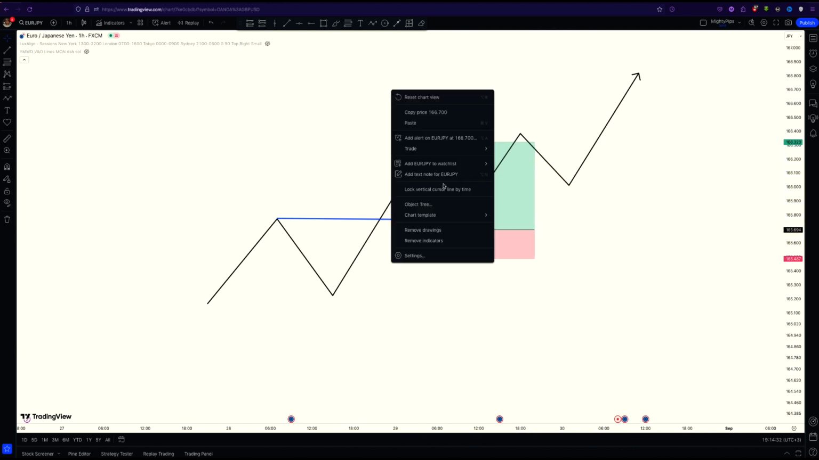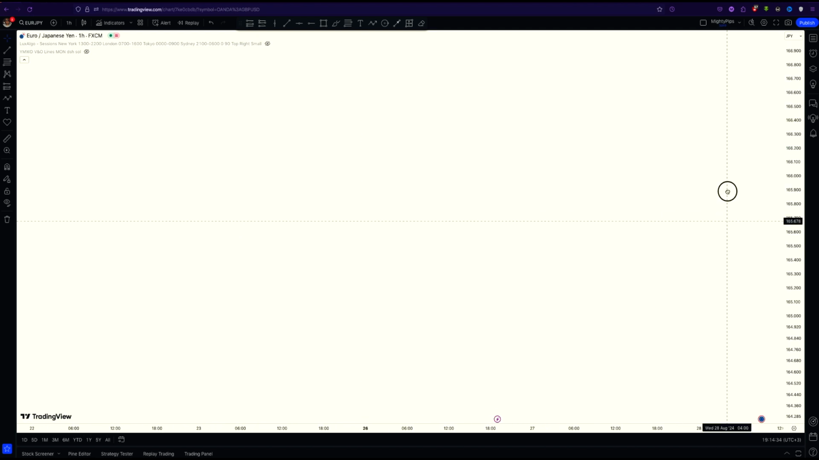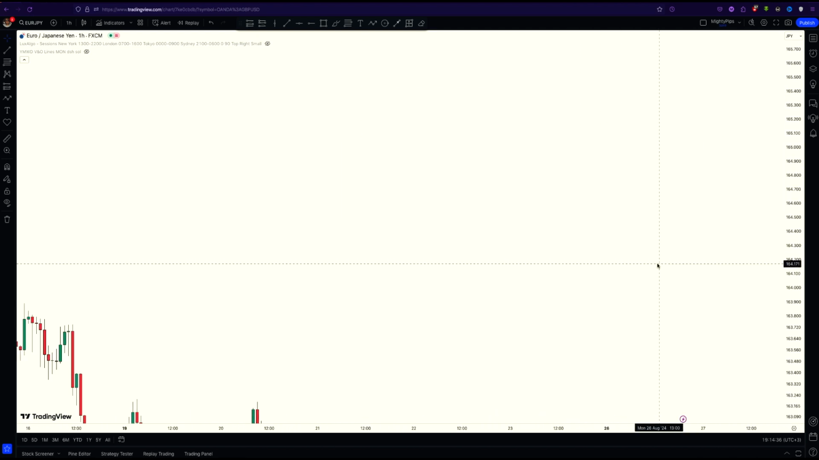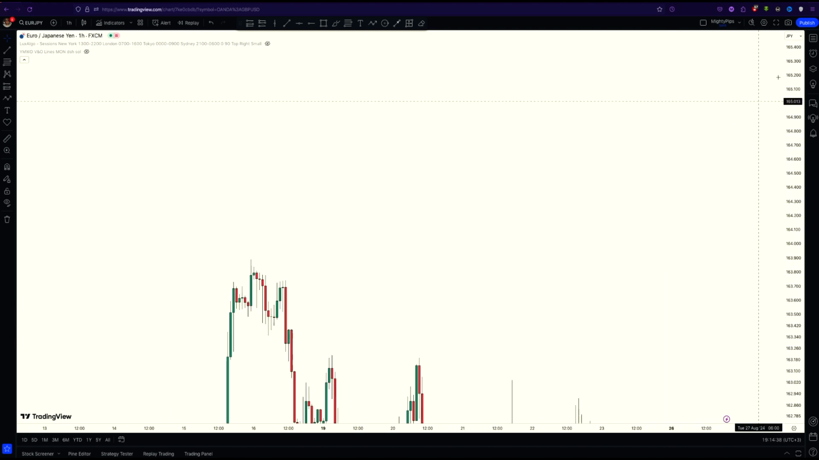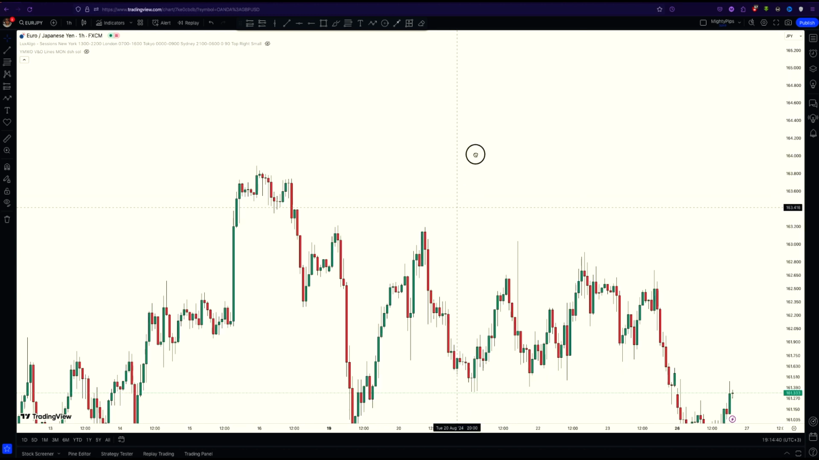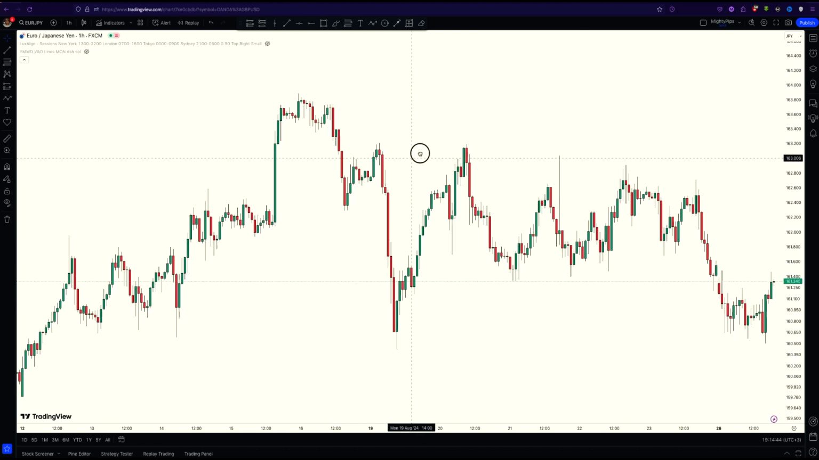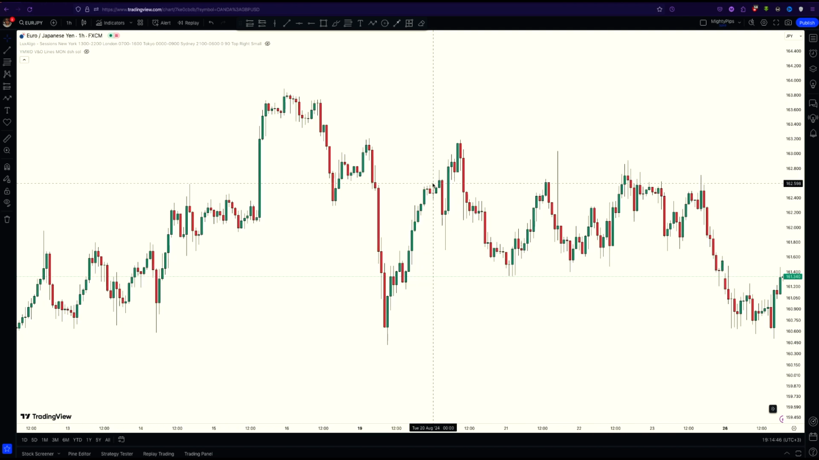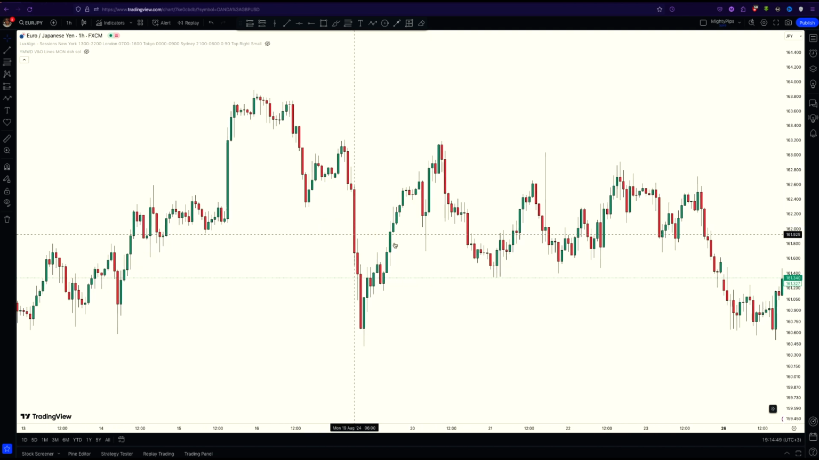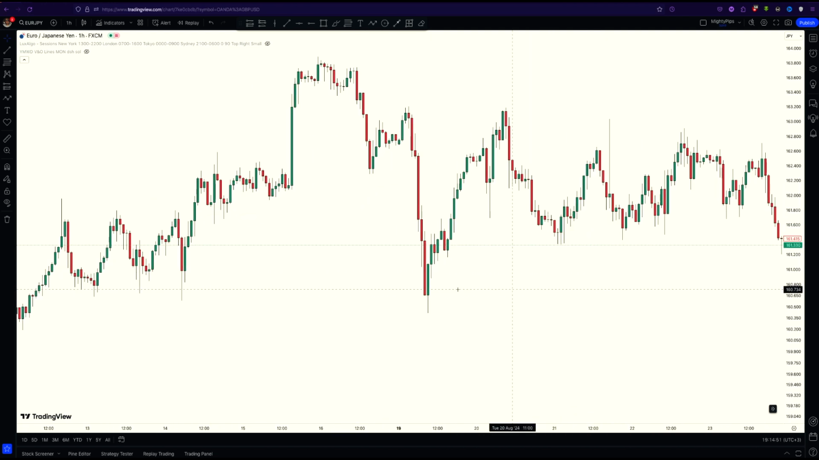So let me remove this drawing, and then we go on to the live chart, and I'll show you guys how this works on a live chart, so that you guys can go and use this. This strategy has made me a lot of money in the FX market, and I know that you guys will also make some good amount of money when you use this strategy. I'm not going to go over everything, but let me just show you the bullish and bearish scenarios.